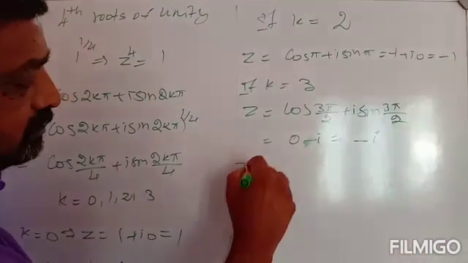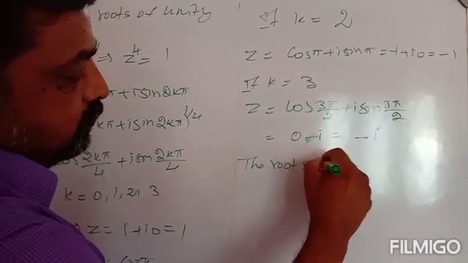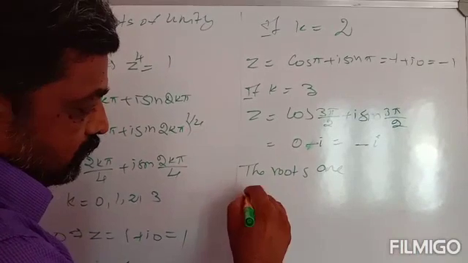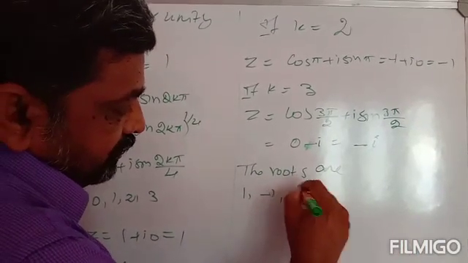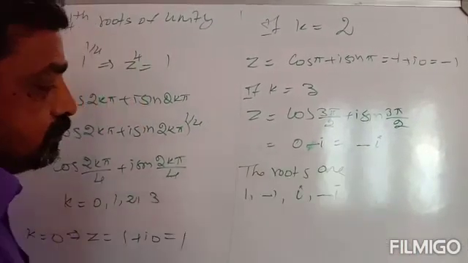So the roots are 1, minus 1, I, minus I. That is the fourth roots of unity.